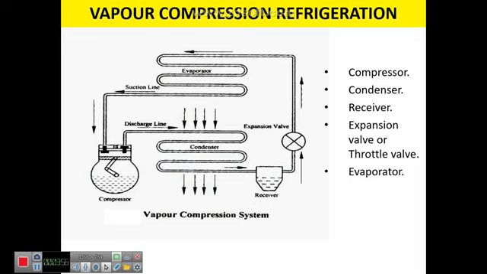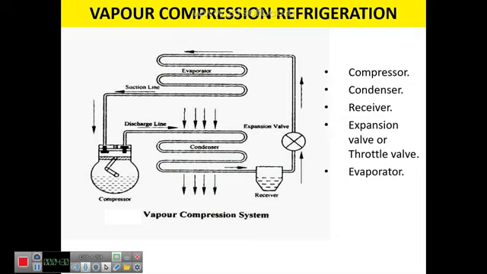For that we pass the low temperature, high pressure refrigerant through the expansion valve, or it may be a throttle valve. After the throttle valve, the pressure is reduced. So the output of the expansion valve is low pressure, low temperature refrigerant. This is the required level at which we can absorb the heat from the surroundings. So we pass that low pressure, low temperature refrigerant through the pipeline to the evaporator unit.